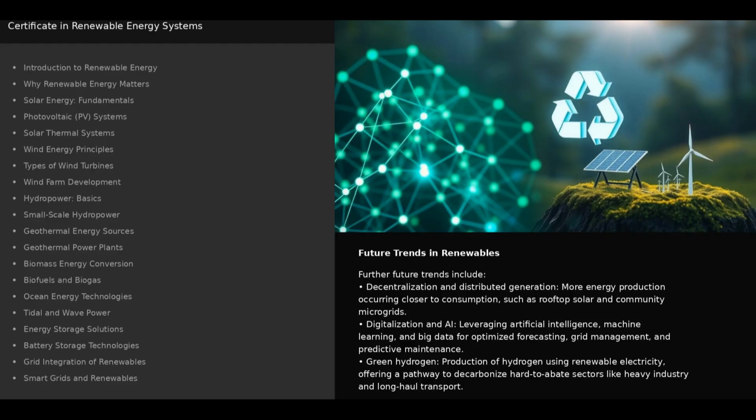Advanced materials, development of more efficient, durable, and sustainable materials for solar cells, wind turbine blades, and batteries. Circular economy principles, focusing on recycling and reuse of renewable energy components to minimize waste. These emerging trends indicate a future energy system that is not only clean, but also highly intelligent, resilient, and integrated, providing sustainable energy solutions for a growing global population.